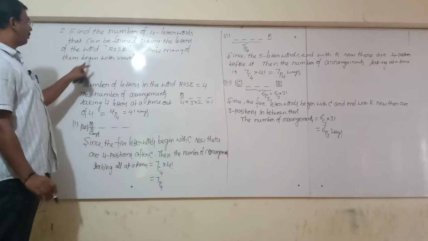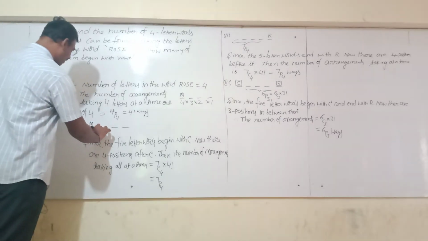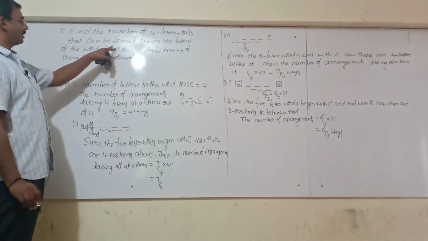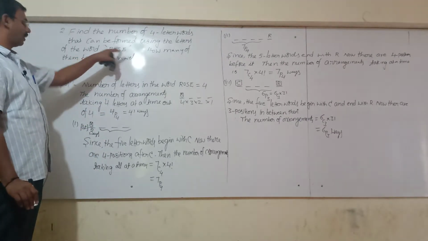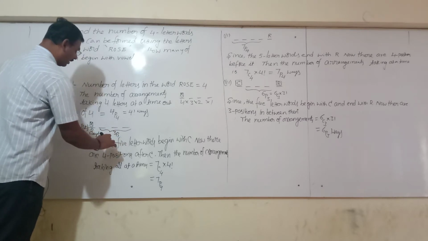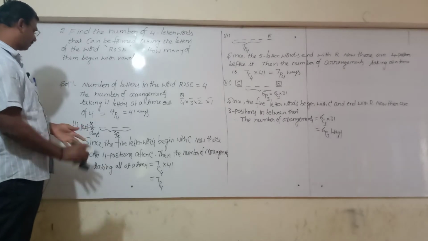Okay, so one of the letters has gone in this position. Now how many positions are left? 3 positions are left. How many letters are left here? 3 letters are left. So this can be done in 3p3 ways, or 3 factorial ways.